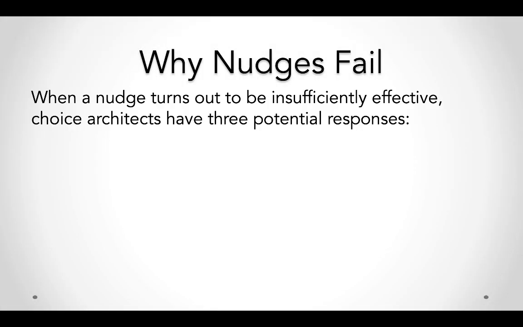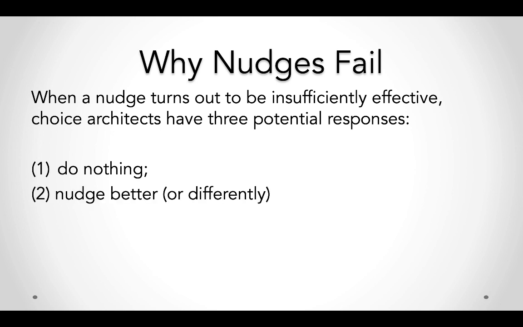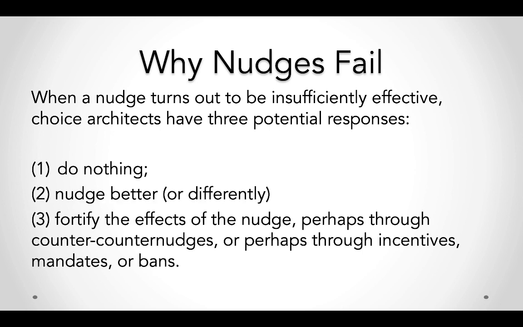When a nudge turns out to be insufficiently effective, choice architects have 3 potential responses. Do nothing, let the nudge go through. Nudge better or different, or fortify the effect of the nudge, perhaps through counter nudges, or perhaps through incentives, mandates, or bans.